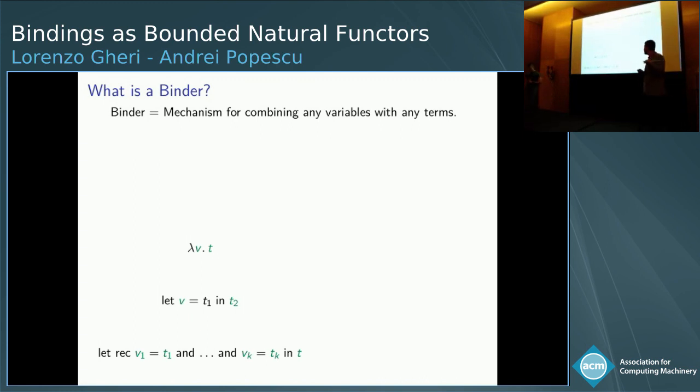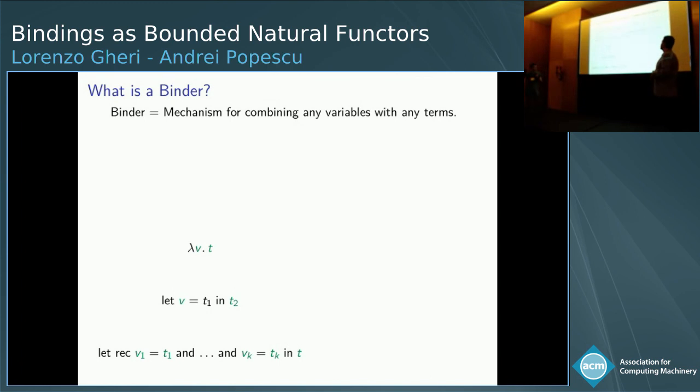So let's just start with this informal definition, with a binder being simply a mechanism that puts together some notions of terms with some notions of variables, no questions asked, but in a specific way. For example, this lambda binder just binds one variable in one term. This let binder involves two terms and one variable, but binds the variable only in the second. This more complex mutual let rec binder binds simultaneously several variables in several terms in a certain binding topology.